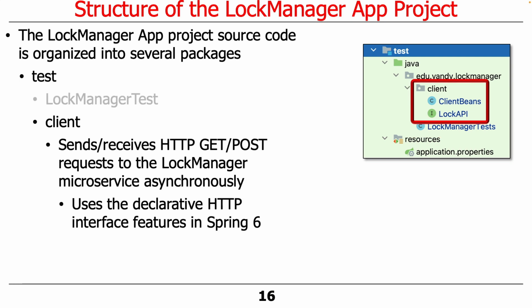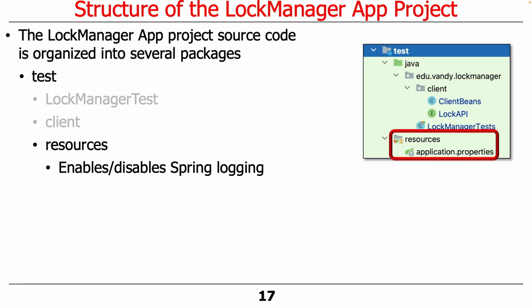And then we've also got a client, which is going to be the part that has the lock API. This is the declarative API that allows us to have Spring generate the code to do the proxy, so we don't have to do it, which is awesome. And then we've got a client beans, which is just used to make an instance of the lock API.